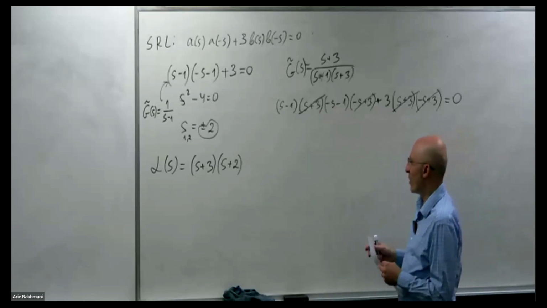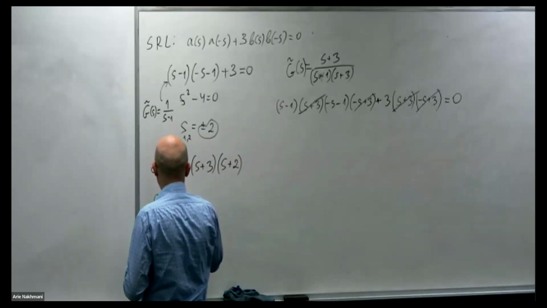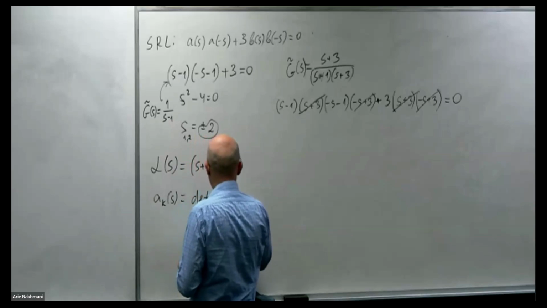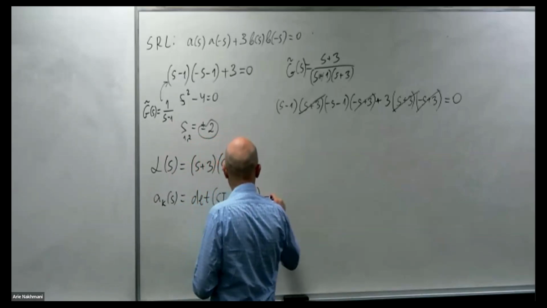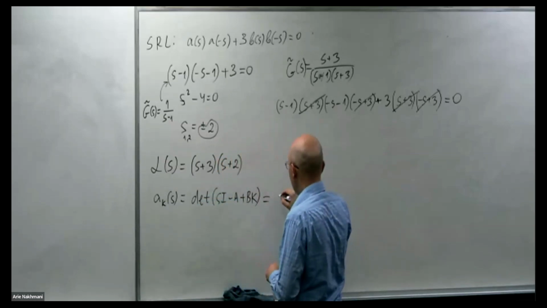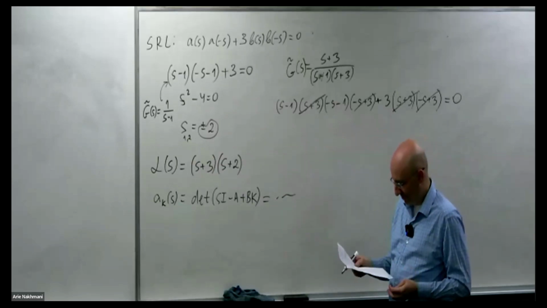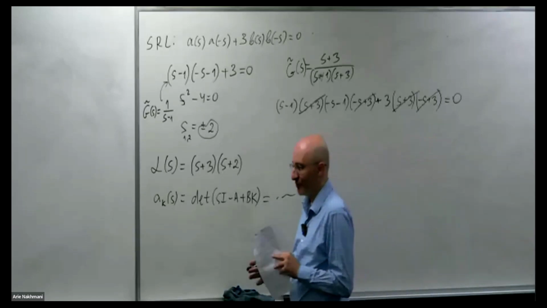All right, so we have the desired polynomial, and we have alpha K of s equals the determinant of sI minus A plus BK. Then comparing coefficients of the determinant, we find the solution for optimal K.